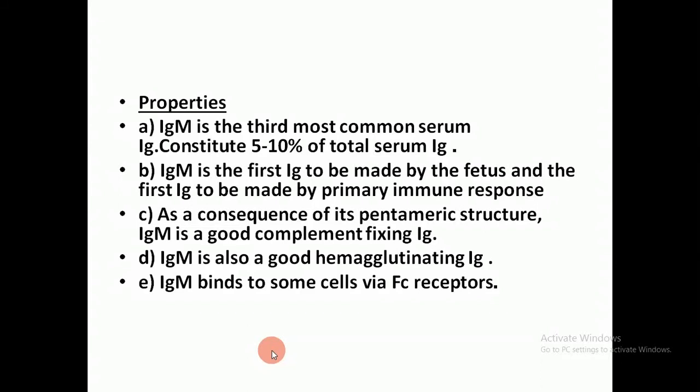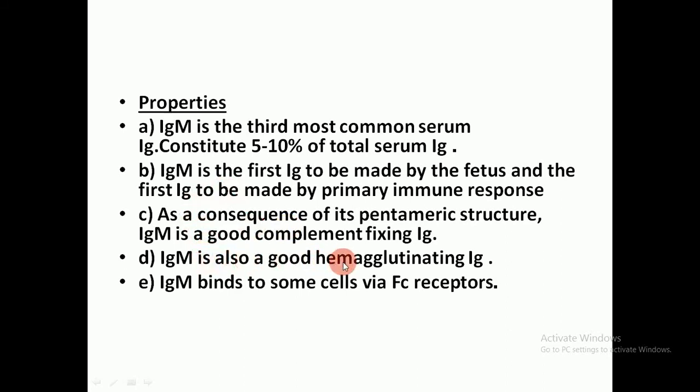The properties of IgM: it is the third most common in the serum, which constitutes 5 to 10% of the total serum immunoglobulin. IgM is the first immunoglobulin to be made by the fetus and the first immunoglobulin to be made in the primary immune response. As a consequence of its pentameric structure, IgM is a good complement-fixing immunoglobulin because it consists of 5 antibodies, so it is more potent in complement fixation.